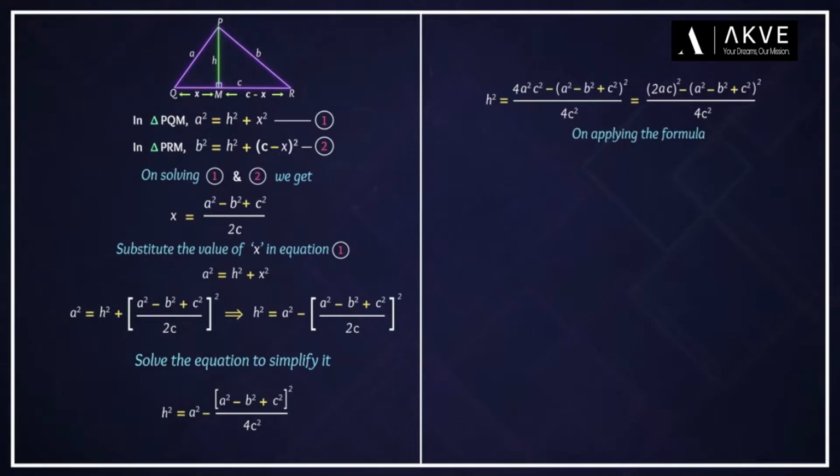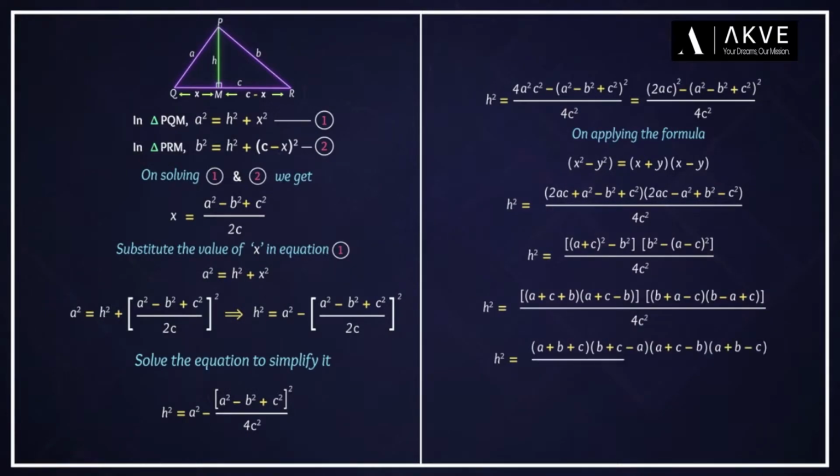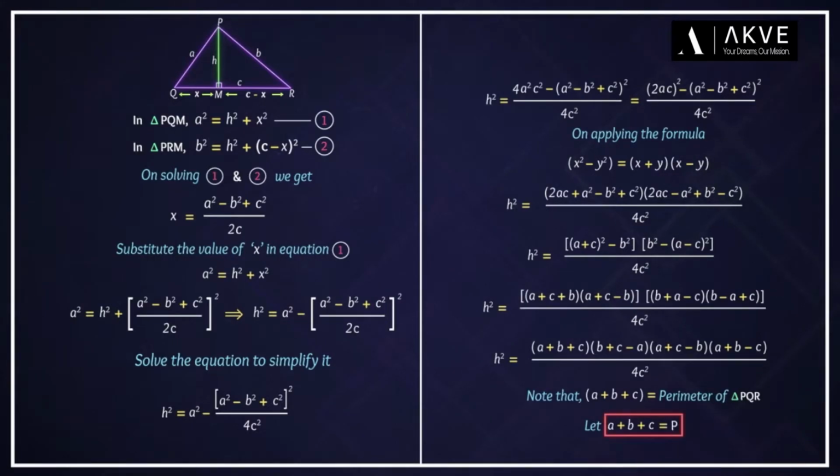Now, on applying the formula x squared minus y squared is equal to (x plus y) into (x minus y), and further solving, we get h squared is equal to (a plus b plus c) into (b plus c minus a) into (a plus c minus b) into (a plus b minus c) whole divided by 4c squared. Now, note that a plus b plus c is nothing but the perimeter of triangle PQR. So, let's take a plus b plus c is equal to p.